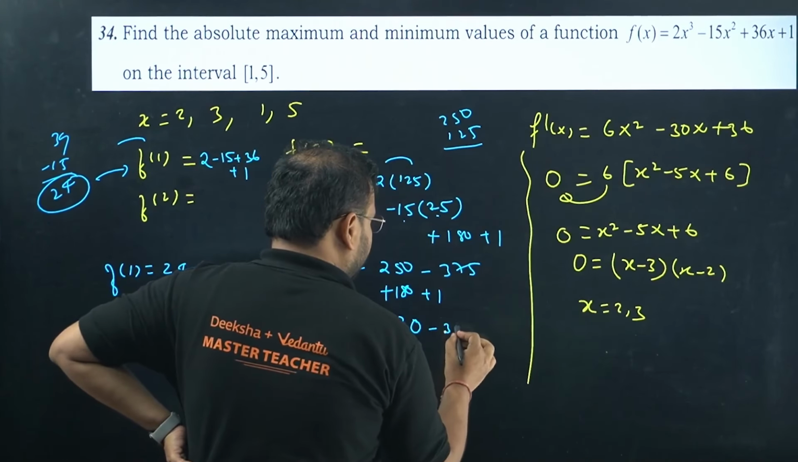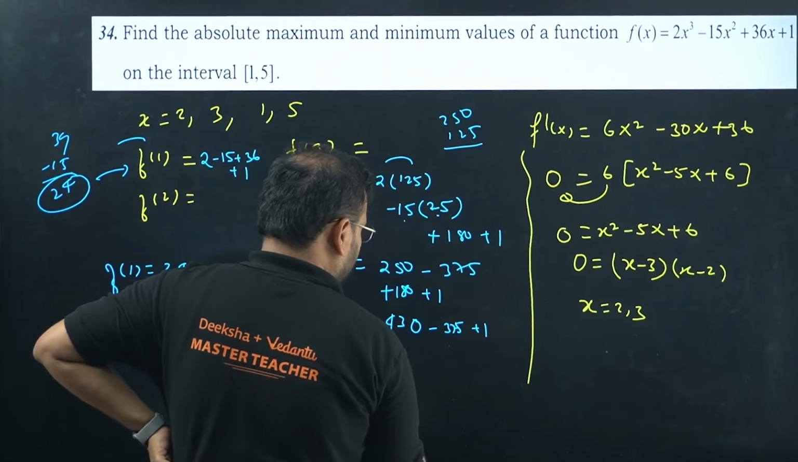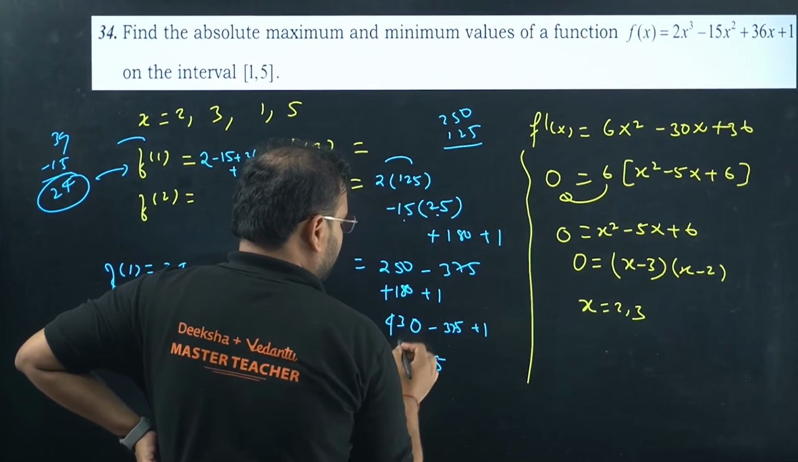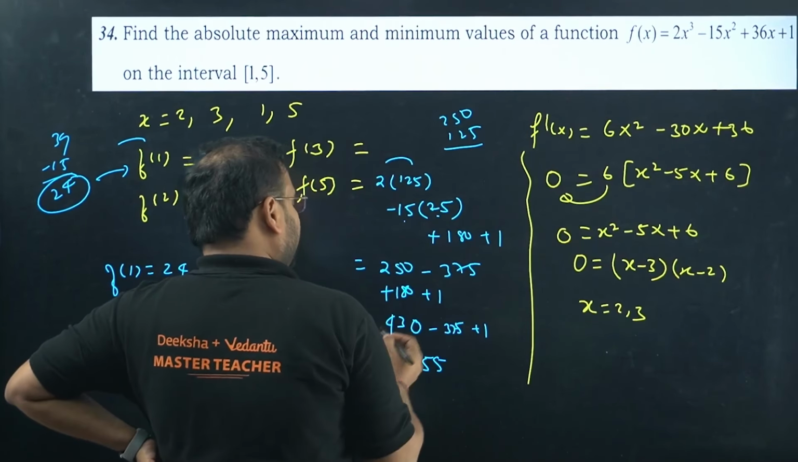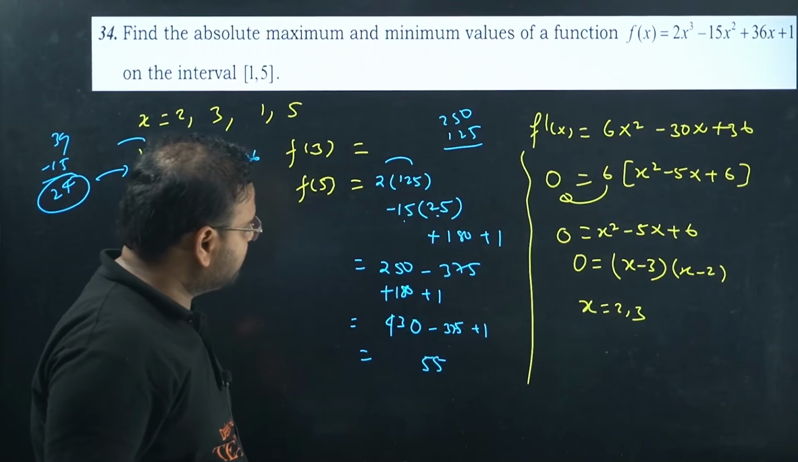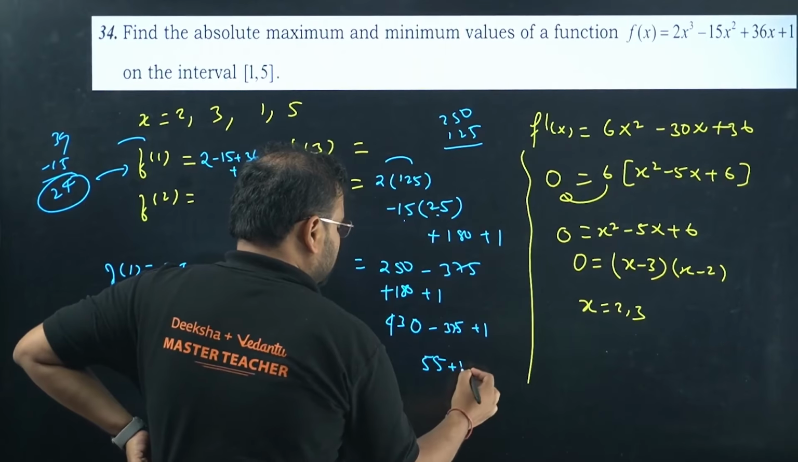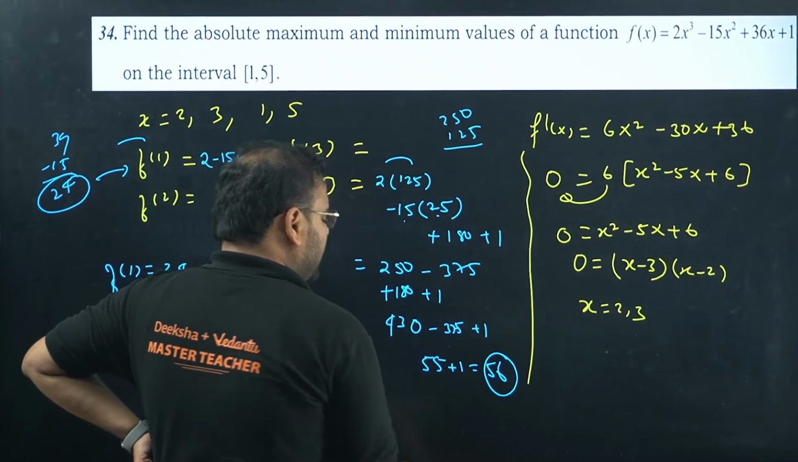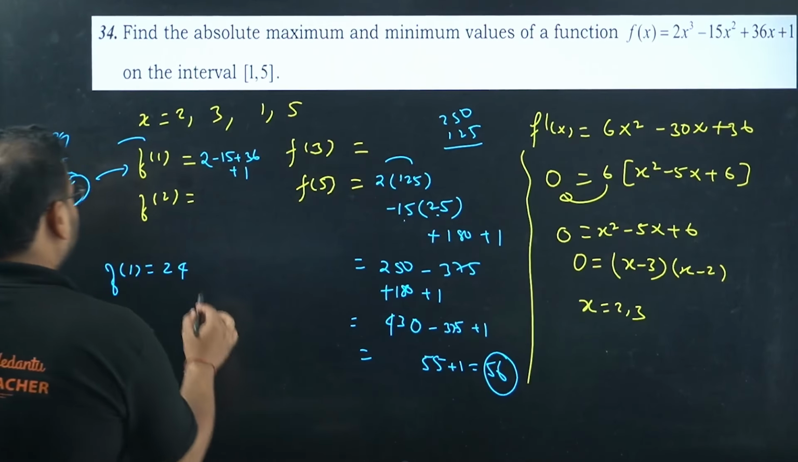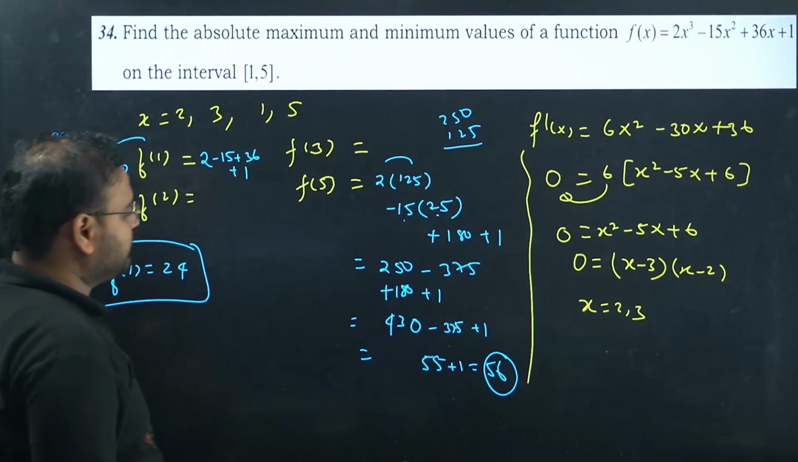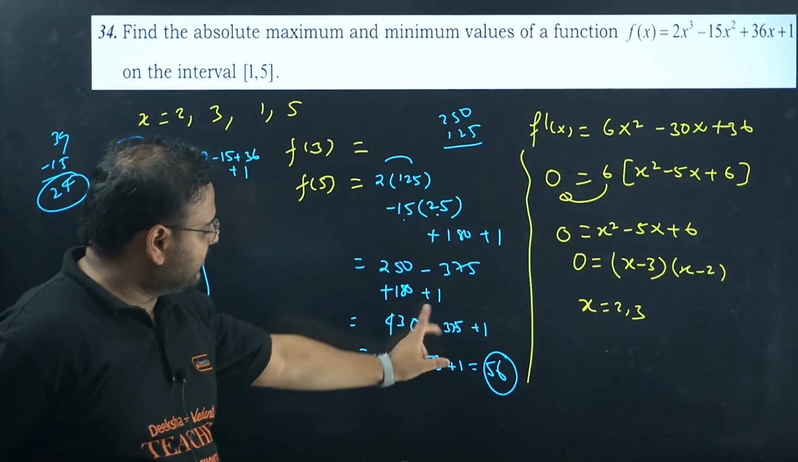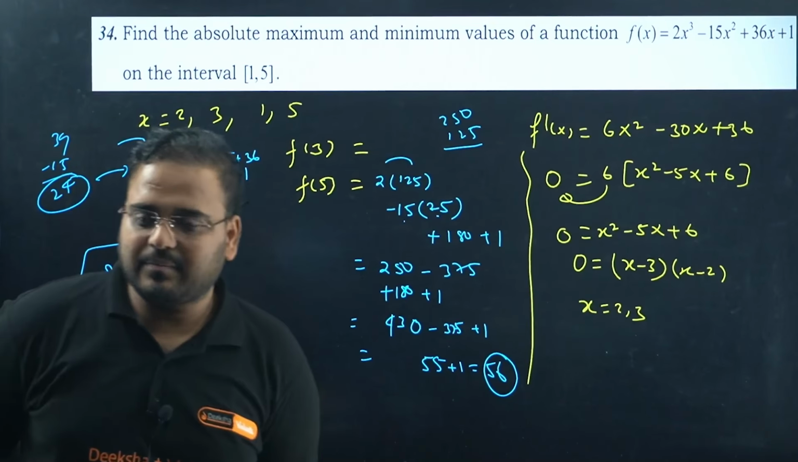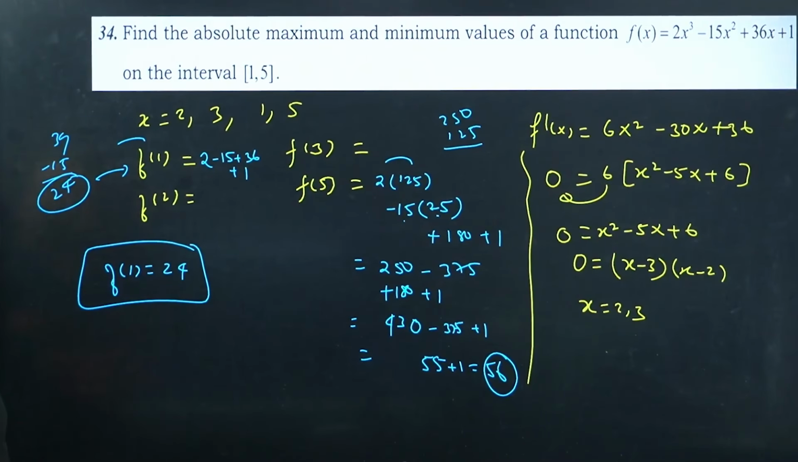Minus 375 plus 1. So I get here 55, no? 55 plus 1, that is going to be 56. So the F max is going to be 56, F minimum will be 24. Yeah, check. Correct, no? Let's cross check once. 25 plus 30, yeah, that's correct. 55 plus 56. Moving on.